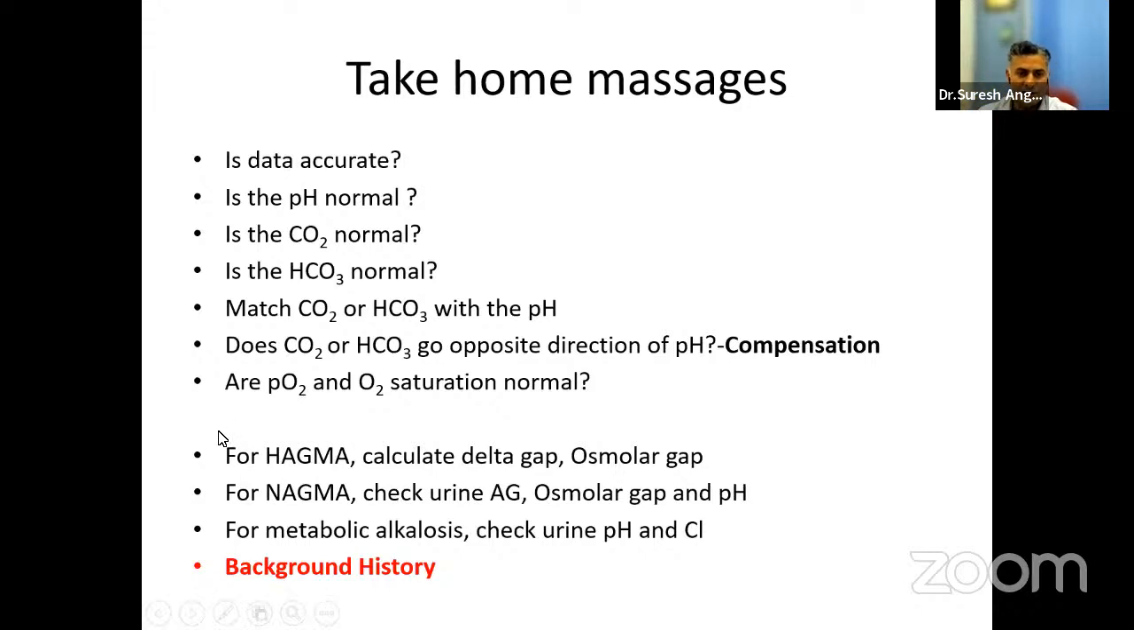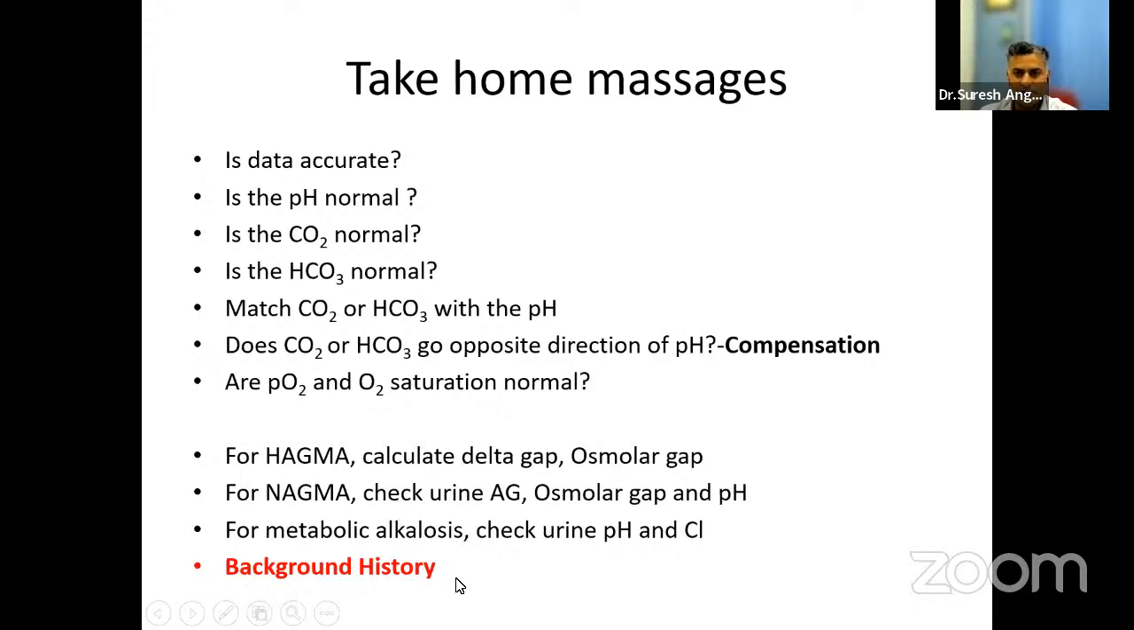And in cases with metabolic acidosis, we have to calculate high anion gap metabolic acidosis, or we have to look at anion gap, delta gap, or osmolar gap. And if there is normal anion gap metabolic acidosis, we have to check urine anion gap, osmolar gap, and pH. And for metabolic alkalosis, we have to look at the urine pH and chloride.